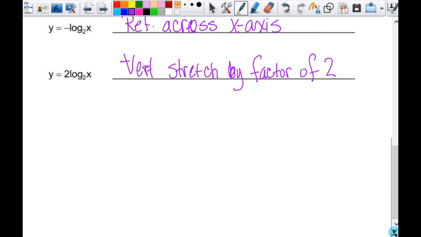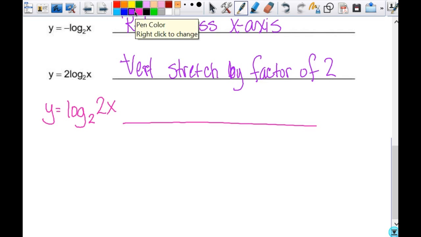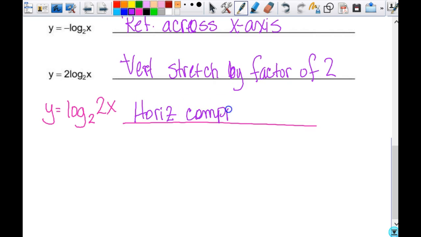All right, and then I wanted to add one. We're going to add this one. Y equals log base 2 of 2x. What is this? It's a what? Horizontal compression. You agree with that? Remember, whatever's happened to x, you do the opposite there. Good. So it's a horizontal compression by factor of 2.